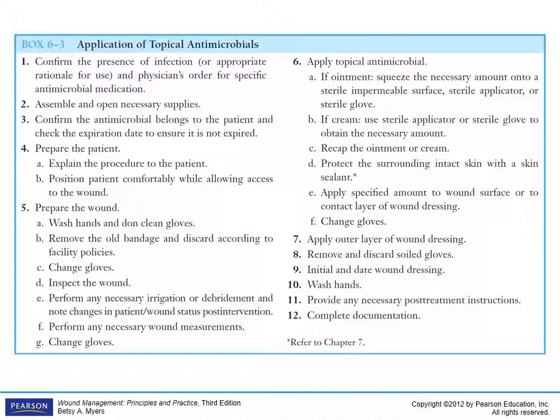The sterile surface is only sterile once. So if you put some on a sterile glove and you rub it on that wound, that glove is no longer sterile. If you need to get more, you need to get another sterile glove, because that glove is no longer sterile. So it's really important when you're applying these antimicrobials that you be very, very careful with how sterile your surface is.